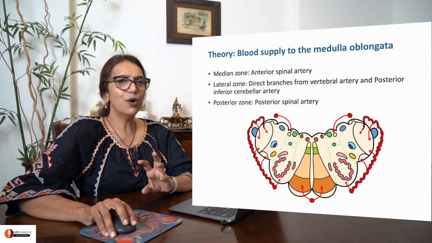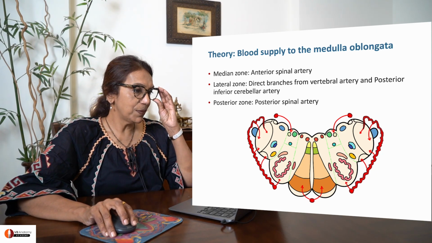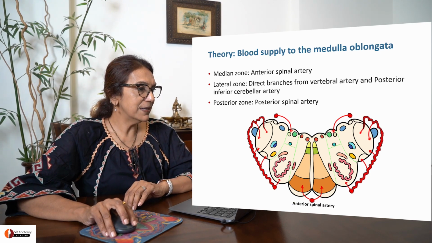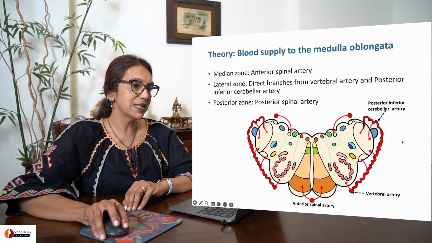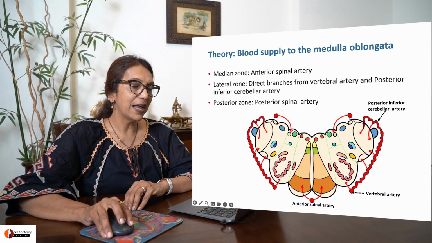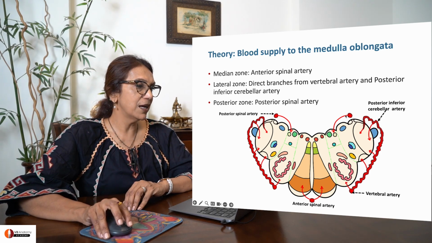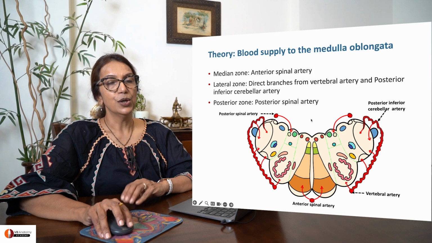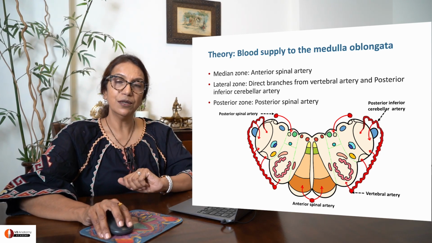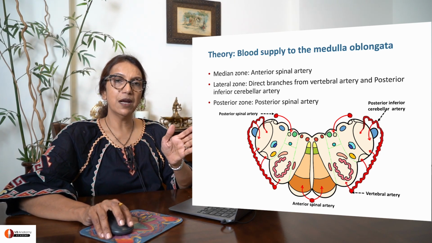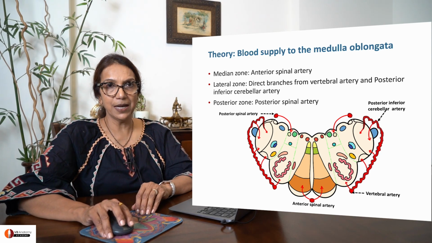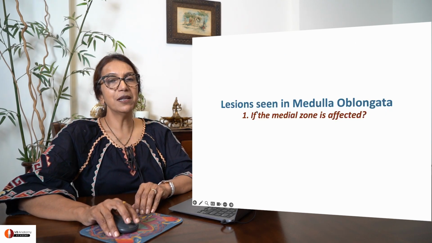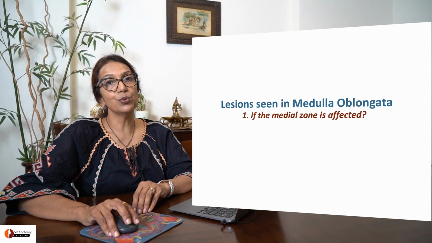This supply is in the form of some zones. For example, the anterior spinal artery supplies the region which is on either side of midline, called the medial zone. The vertebral artery and the posterior inferior cerebellar artery supply the lateral zone, and the posterior spinal artery supplies the posterior zone. So medial zone, lateral zone, and posterior zone. Blood supplies: anterior spinal artery, vertebral and posterior inferior cerebellar artery, and posteriorly posterior spinal artery. Clear? Right. So let's begin with the first lesion, if the medial zone is affected.